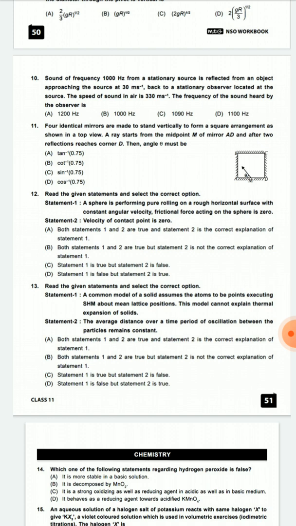Option A: Both statement 1 and 2 are true and statement 2 is a correct explanation of statement 1. Option B: Both statements are true, but statement 2 is not a correct explanation of statement 1. Option C: Statement 1 is true, but statement 2 is false. Option D: Statement 1 is false, but statement 2 is true. As the statements are given, both are true, and statement 2 is the correct explanation of statement 1 also. Option A will be the answer.